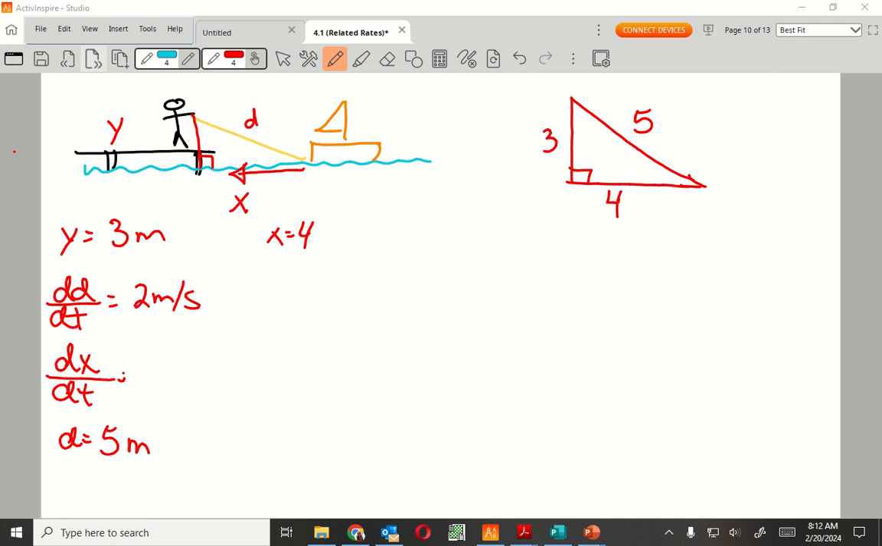Alrighty. So I know that I'm going to have a right triangle, so I'm going to have a couple things right here. So the only one I'm not going to have, let's see, x squared plus y squared is equal to d squared.